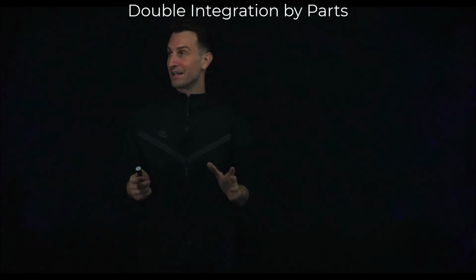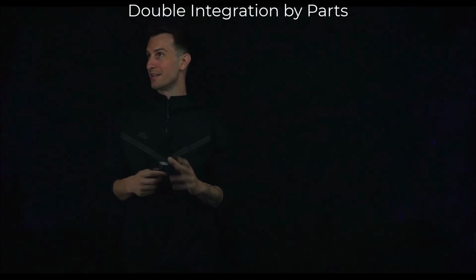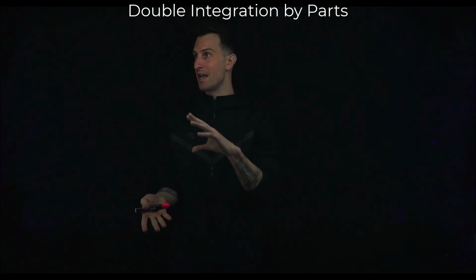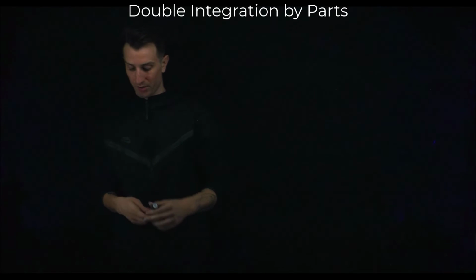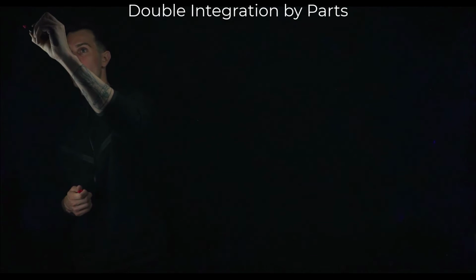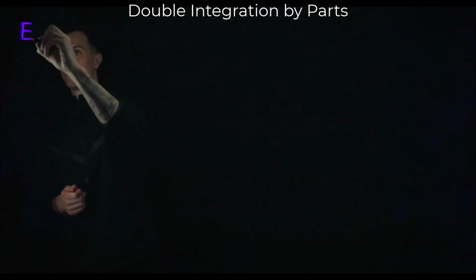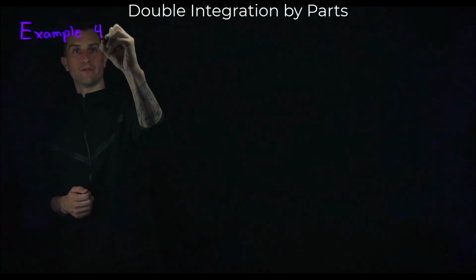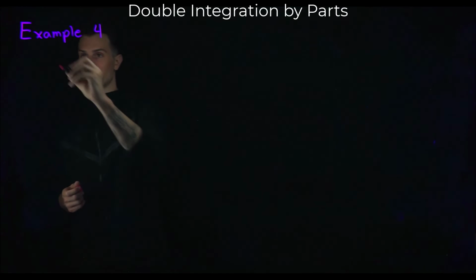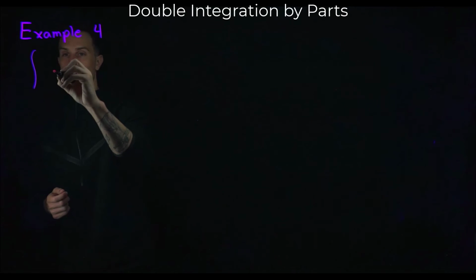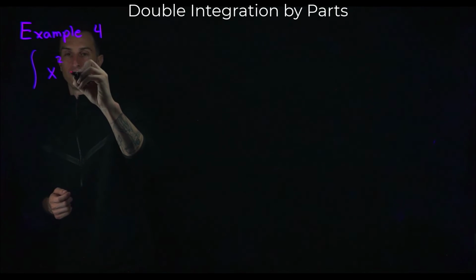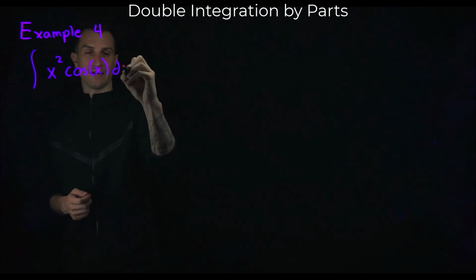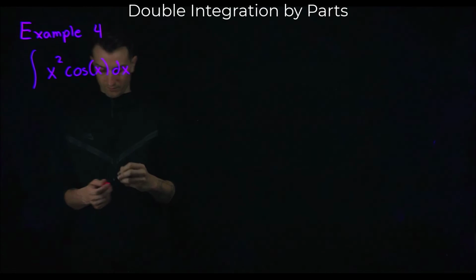Okay, so I might have lied a little bit. We got to wait one more video to do tabular. I do want to show the double integration by parts only so we can compare the procedures between double integration by parts and tabular. So let's go ahead. We're going to jump into example 4. We'll use some valuable board space to write out what we're obviously doing. Okay, so this is going to be the integral of x squared cosine of x dx.